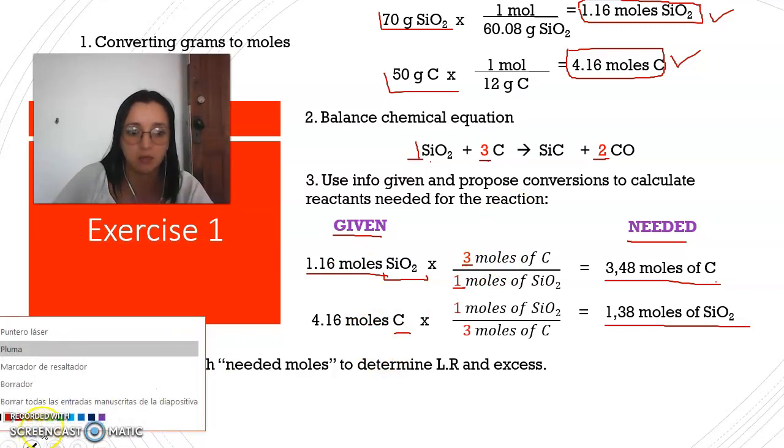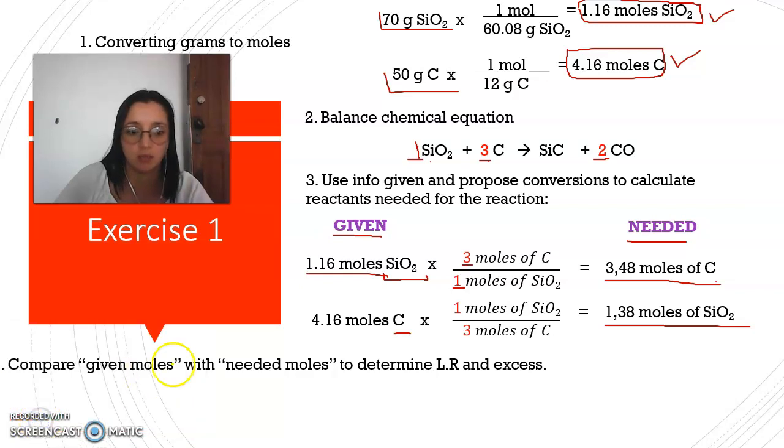So this is the key part. Be careful in here how we are going to read the exercise, the numbers that we got. We have one column that is called given, and the other one that is called needed. That's what we are going to compare in the fourth step. We are going to compare given moles with needed moles to determine which one is the limiting, which one is the excess.